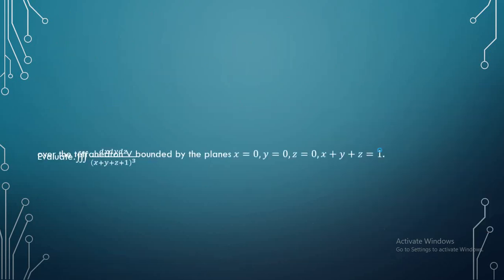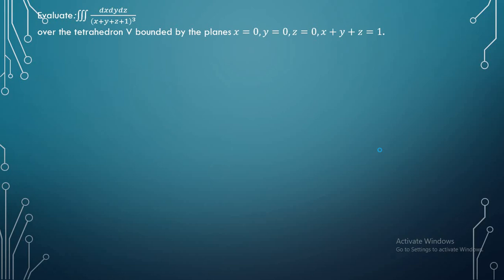So consider this problem: the triple integral of dx dy dz over (x + y + z + 1) whole cube. So the function to be integrated is 1 by (x + y + z + 1) whole cube, over the tetrahedron V bounded by the planes x = 0, y = 0, z = 0, and x + y + z = 1. So this is our region. This is the region given. We have to integrate the function over it.